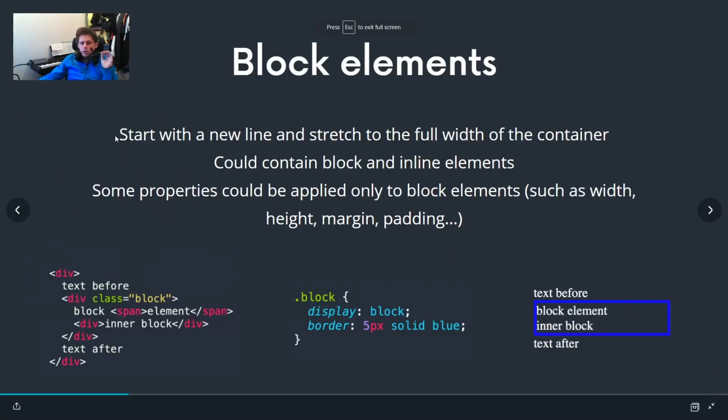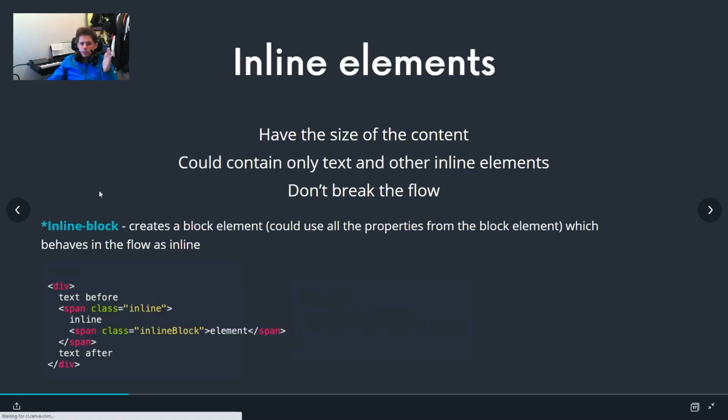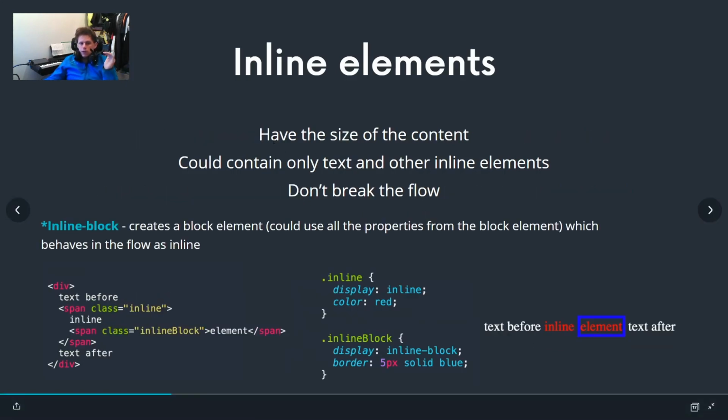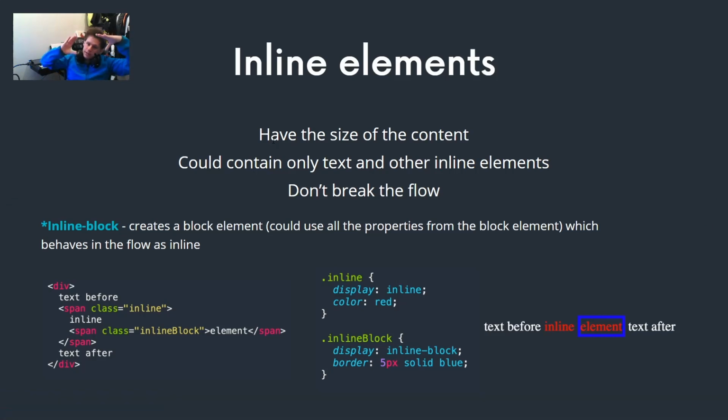A block element always starts with a new line. It stretches to the full width of the container it's in. It can contain block and inline elements inside of it, and they're the main things. An inline element, though, essentially has the size of it wrap really tightly around the content. It doesn't create a new line. It doesn't break onto new lines or anything like that.